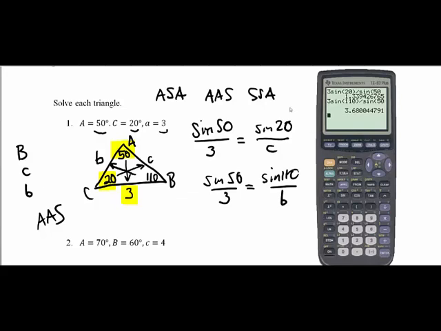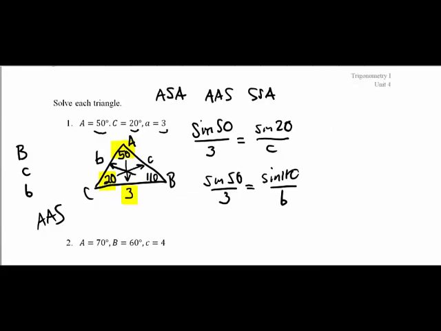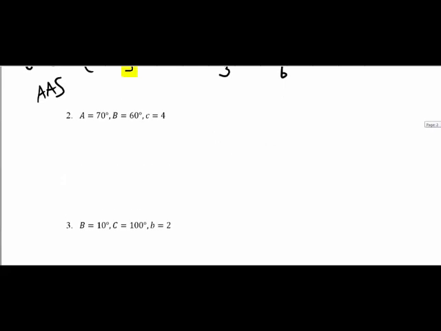So these are our missing pieces. Since we easily figured out that angle B was 110 degrees, our side C across from the 20 degree angle was 1.34, and side B across from the 110 degree angle was our largest side at 3.68. So that is solving for the triangle. Let us move on to the next problem here.